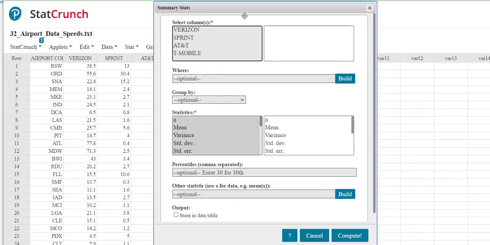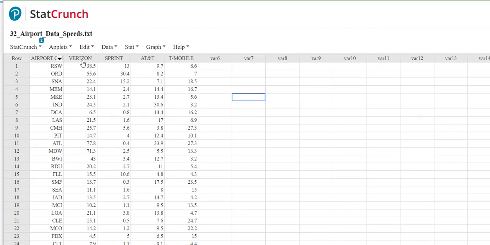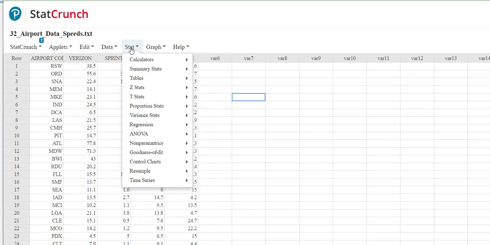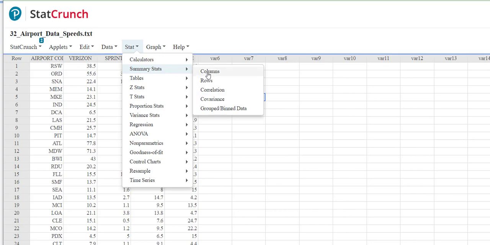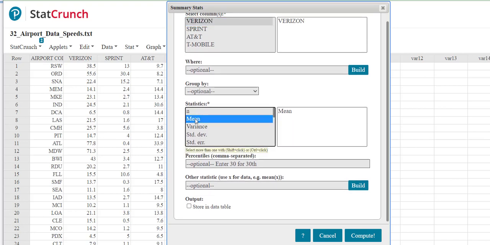And so here we are. So our data, there's the help, graph, stat. That's where you want to be. So for Stat, we want Summary Stats, and we want Columns. We're going to pick Verizon, and we want the mean. And remember the instructions said press the control key, and I want the median. Notice that if I just click on median, the mean that I had there goes away.